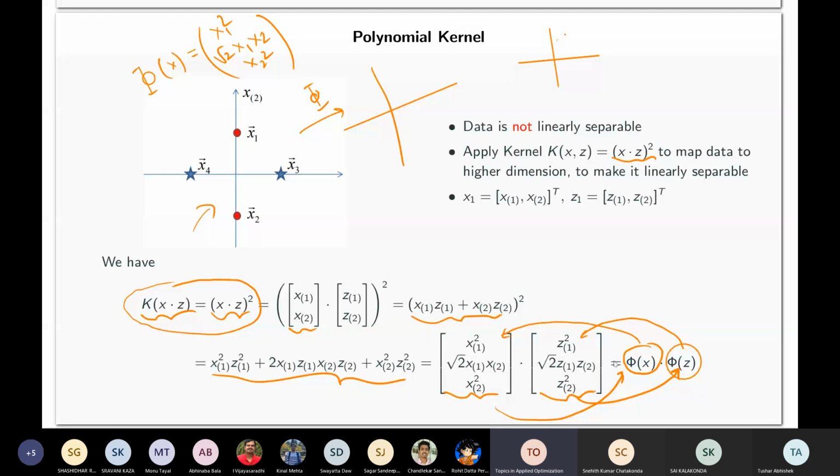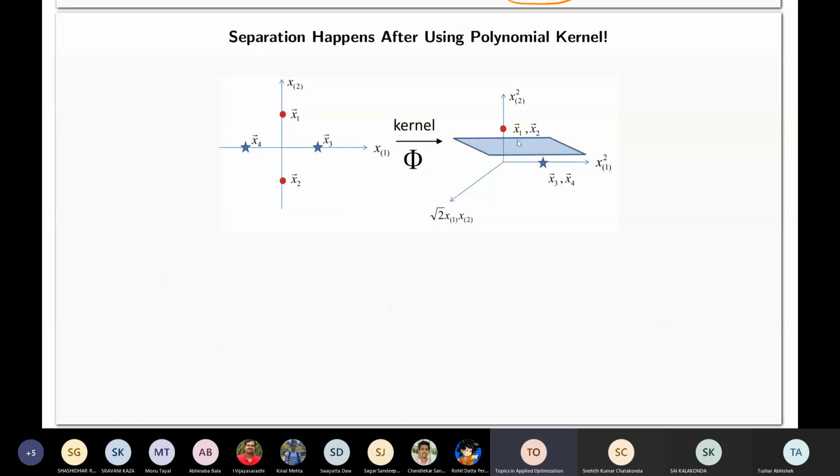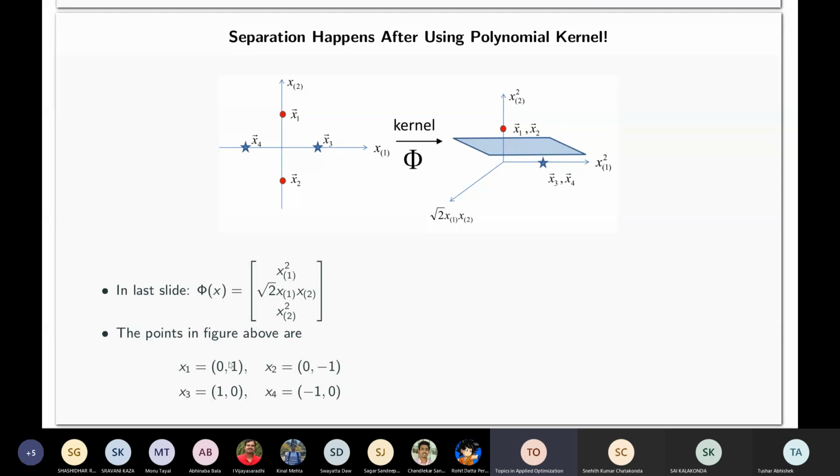In other words, does this mapping phi x, phi z, defined to be like this, make it linearly separable? It turns out that yes. In the last slide, this is the feature mapping we had. Now let us look into these points. The x1 point is 0, 1. So this point is 0, 1, and then similarly x2 is 0, minus 1. So this point, and so on.